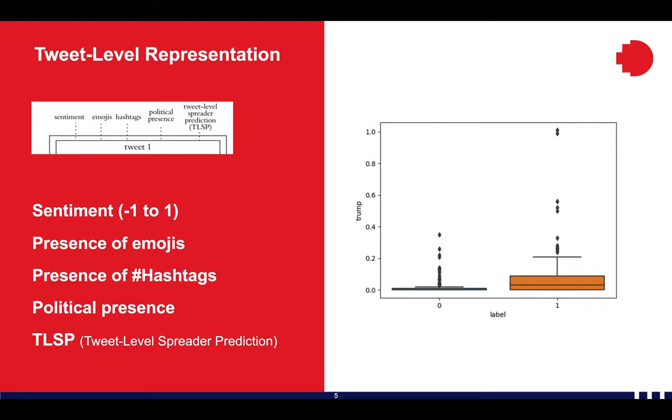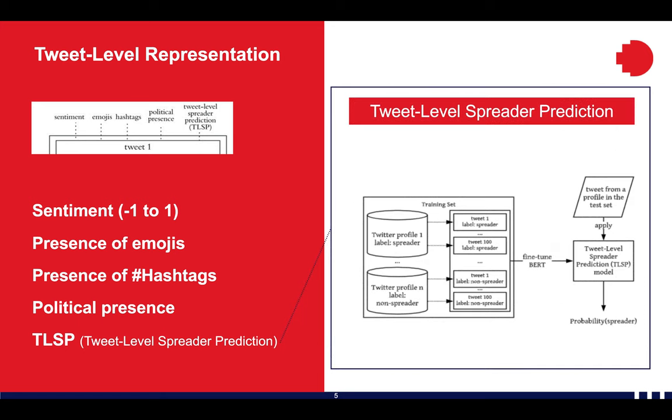Last but not least, we want to introduce our TLSP classifier. TLSP stands for Tweet Level Spreader Prediction. For the TLSP classifier, we use a language model. Instead of combining all the user tweets into one long text, we make a prediction on a tweet level representation. With this approach, we are able to have a much larger dataset. Remember, we have 300 users, each user has 100 tweets, so the dataset is 30,000 tweets. We train and test our TLSP model with labeled tweets.